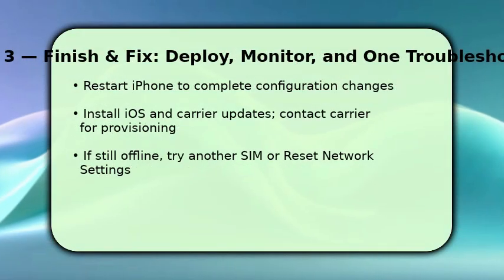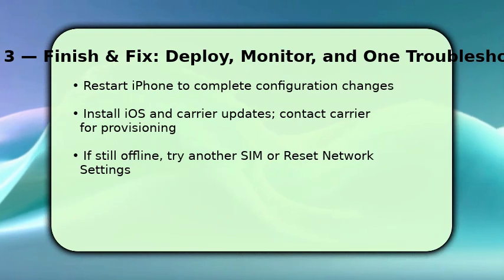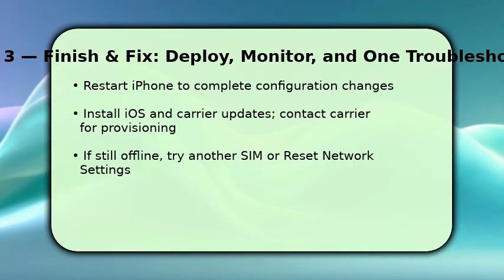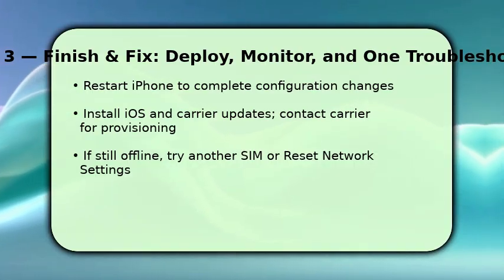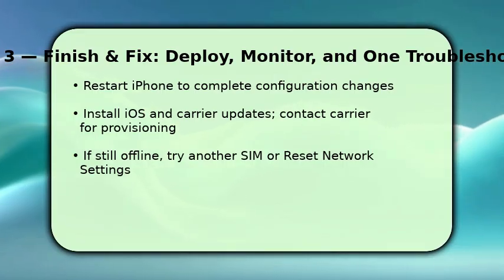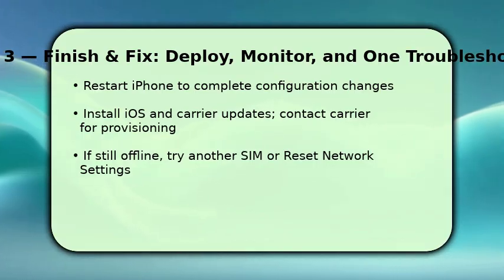To finish, restart your iPhone so all changes take effect and the radio restarts cleanly. Make sure iOS and carrier settings are up to date in Settings, General, Software Update. Carriers sometimes push provisioning fixes. If signal or data still fails, swap in a known good SIM to isolate hardware versus account issues.